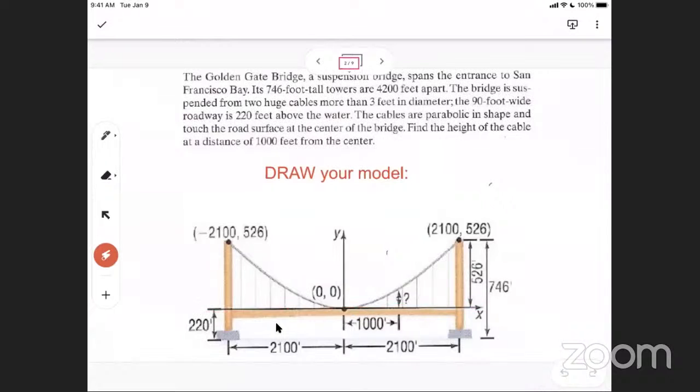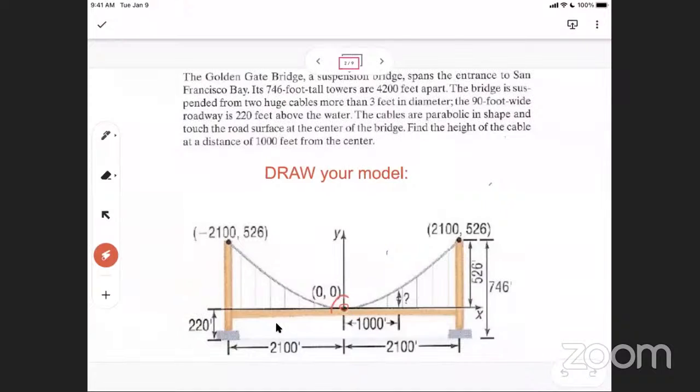So it says right here that the cables are parabolic in shape and touch the road surface at the center of the bridge. That's important information. So we know that the cables touch the road surface right at the center, and it's parabolic. And so these pictures are correct. So what you need to do is subtract 200 from this number to get this point up here and this point up here.